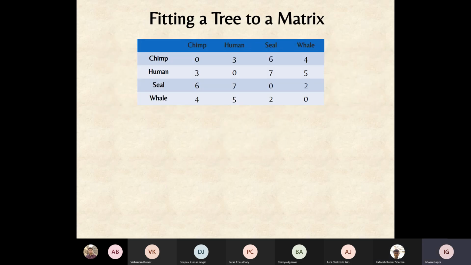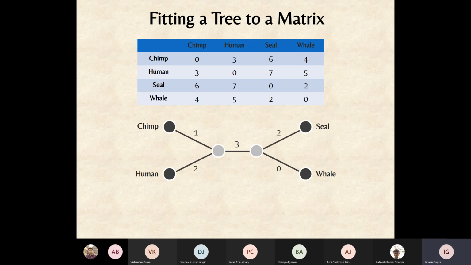Okay, so basically let us see that we have a distance matrix like this. When I say that you want to have a tree which fits this matrix, that essentially means the edges that you have between the nodes sum up to represent the distances that are represented in the matrix. So for example, there were four species here. Let us take the species of whale and seal. The distance is 2. So now if you want to go from seal to whale, when you travel this graph, this edge has weight 2, this edge has weight 0. So the distance between seal and whale is 2.